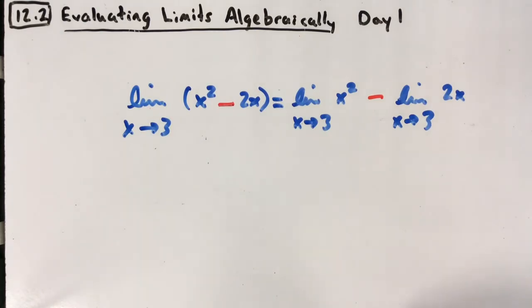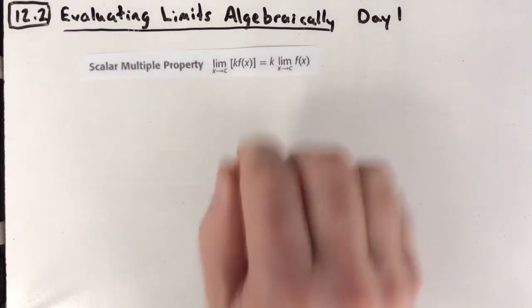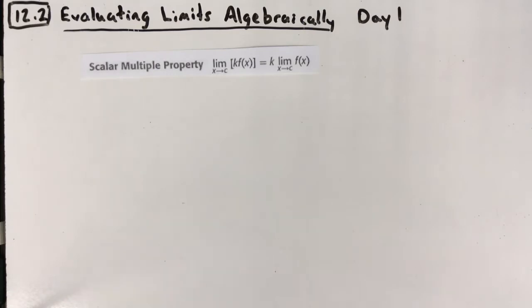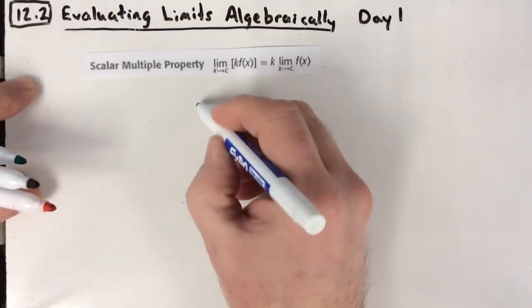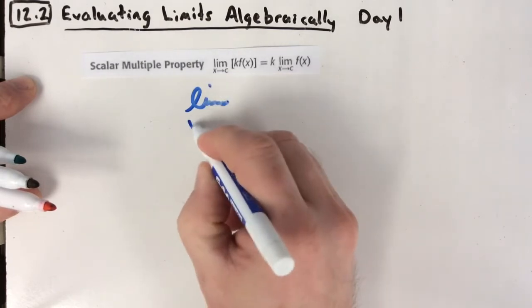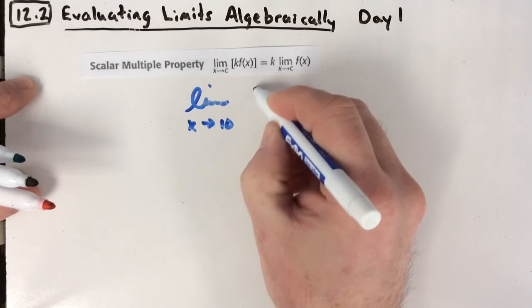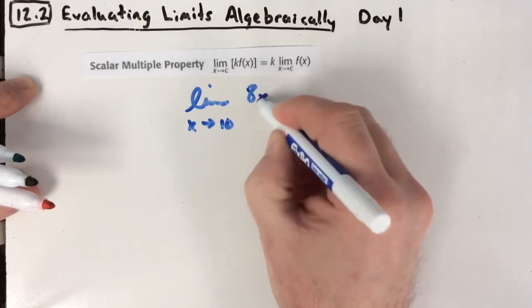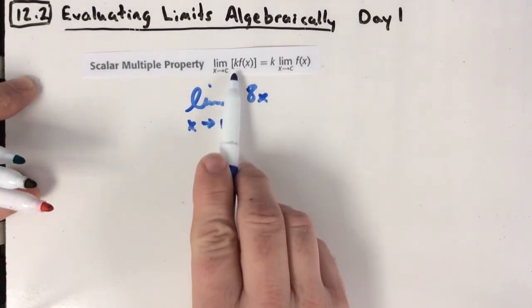There are 2 multiplication properties. There is something called a scalar multiple. A scalar multiple just means a number multiplied by a variable or times a term. So for this one, an example we could use would be the limit as x approaches 10 of 8x.